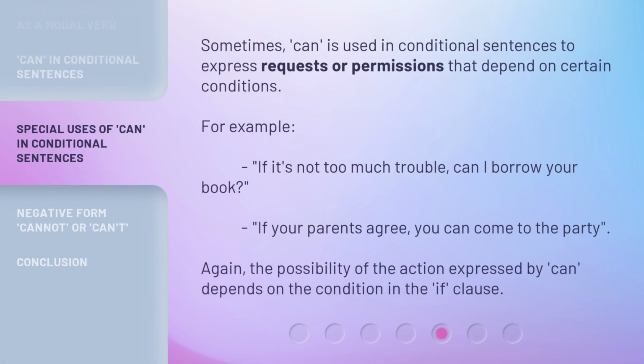Sometimes, can is used in conditional sentences to express requests or permissions that depend on certain conditions. For example, if it's not too much trouble, can I borrow your book? If your parents agree, you can come to the party. Again, the possibility of the action expressed by can depends on the condition in the if clause.